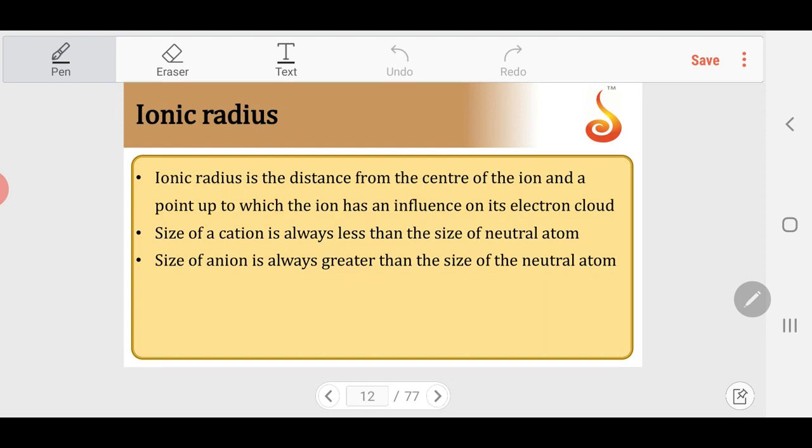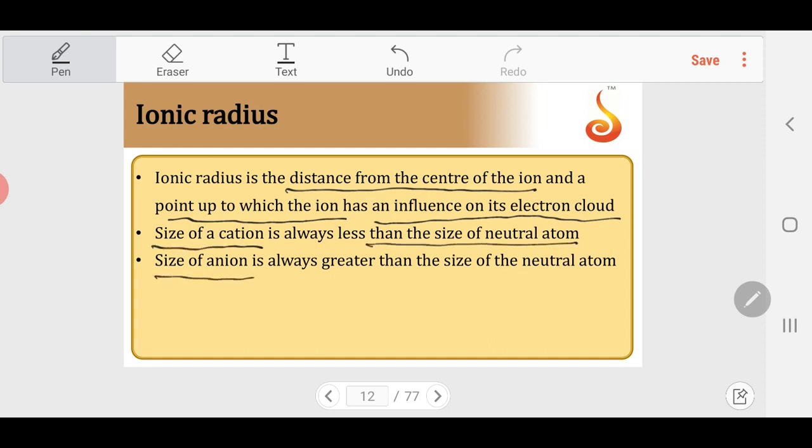Ionic radius. Ionic radius is the distance from the center of the ion to a point up to which there is an influence of its electron cloud. Generally in ionic compounds, the distance between the two nuclei will be the sum of the ionic radii of cation and anion. A cation is formed by loss of an electron, so the electron cloud shrinks, and an anion is formed by adding an electron, so the electron cloud expands. As a result, the size of a cation is always lesser than the neutral atom, and the size of an anion is always greater than the neutral atom size.